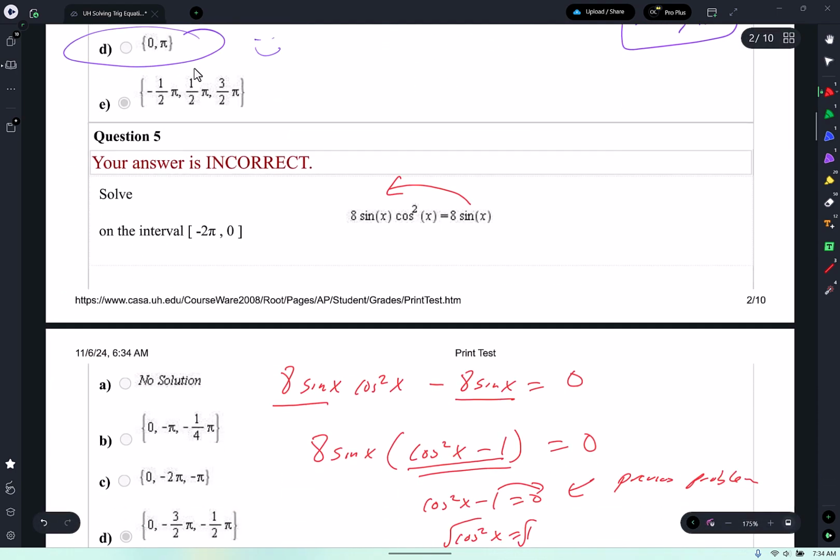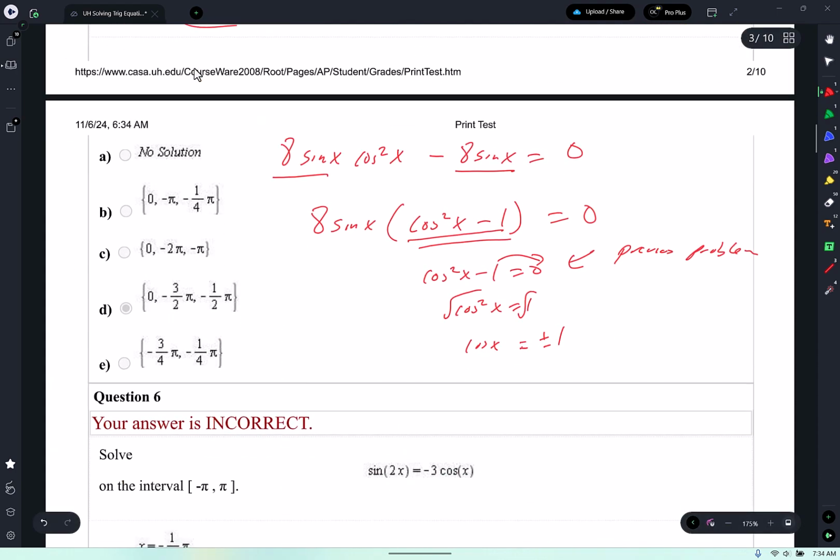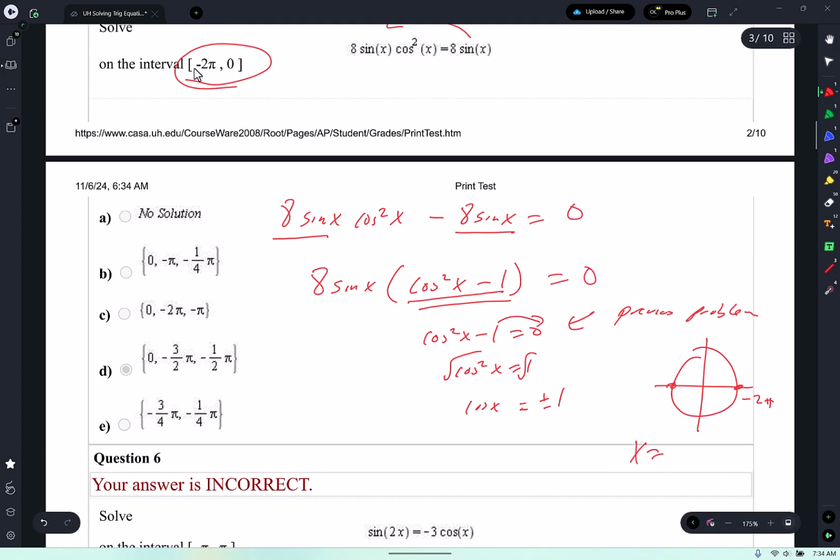Let's see, what's my domain? Negative 2 pi to 0. So negative 2 pi, let's see, negative pi over 2, negative pi, negative 3 pi over 2, negative 2 pi. So negative 2 pi is right here. And so I'm going to go counterclockwise and get all my answers. So where's that happening? Here and here. So negative 2 pi is an answer, if it's part of the domain. Yep, it is. Negative 2 pi. And then negative 3 pi over 2, negative pi.